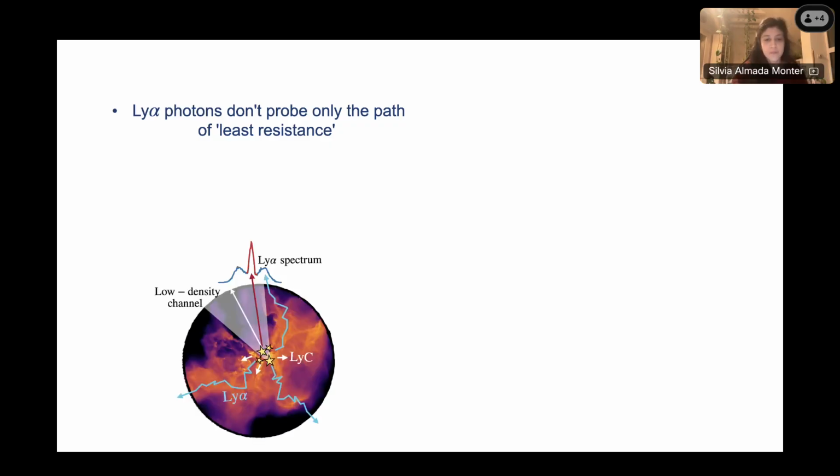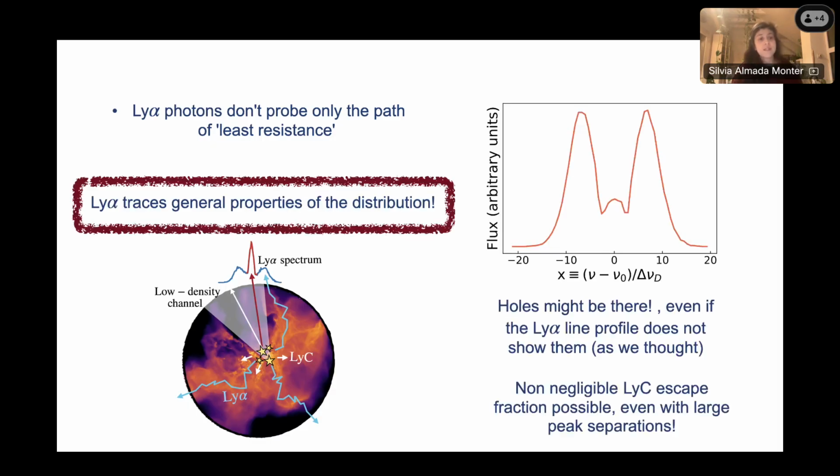So this sounds like something that has a lot of impact. First of all, the first thing I want to say is that Lyman-α photons don't probe only the path of least resistance. So there is light coming out of the walls. There is also light coming out of the windows. So it means that the Lyman-α photon probes the high density gas and also the low density gas. Like what I showed you earlier, not only coming through the low density channel, but also coming through the high density regions.